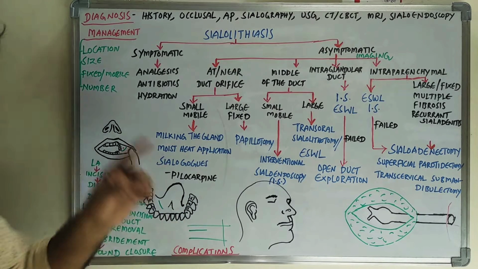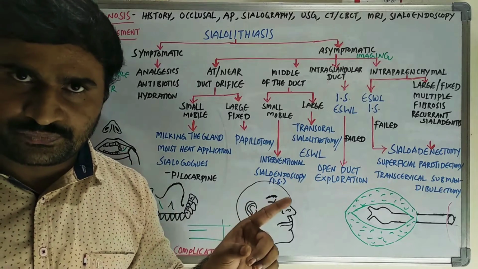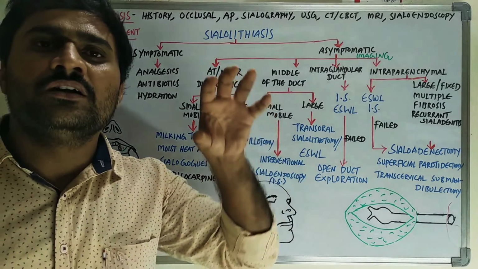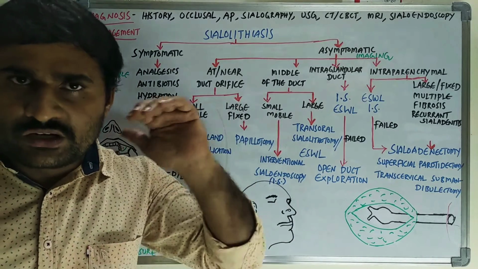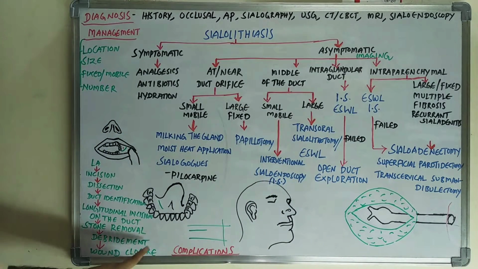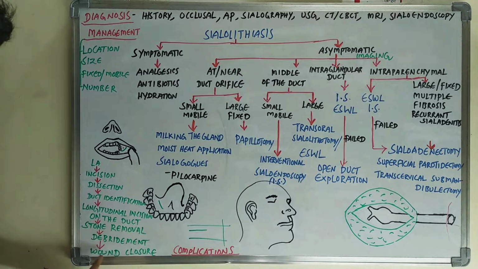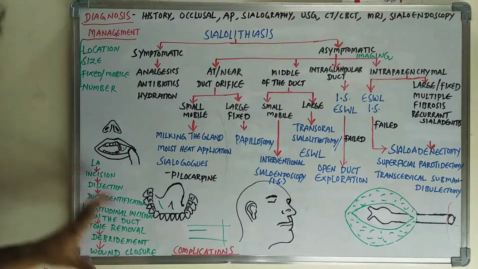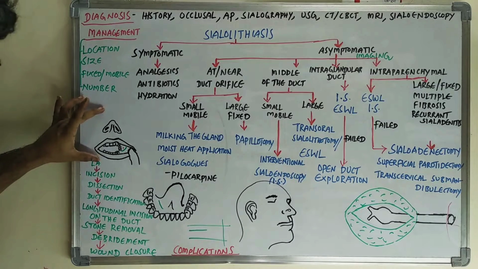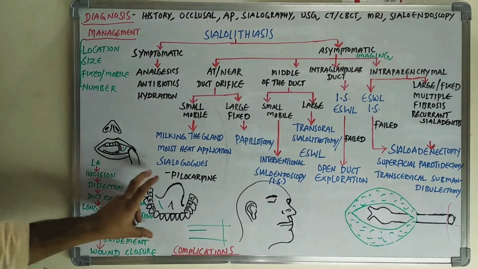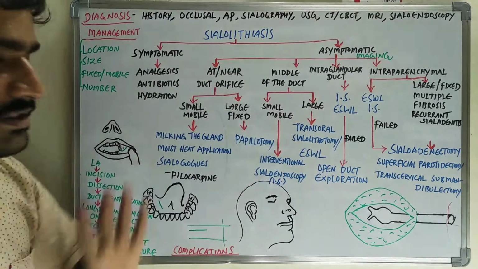After stone removal, you should not suture the duct. If you suture the duct, it will lead to ductal stenosis and obstruction of the salivary flow. You should leave it as it is. Then debridement and wound closure should be done. This flow chart is for both parotid and submandibular duct transoral sialolithotomy.